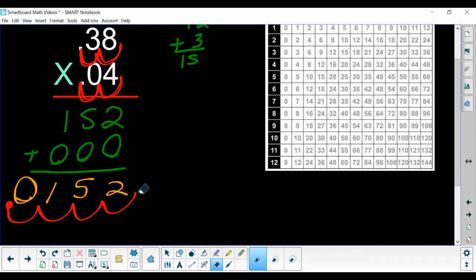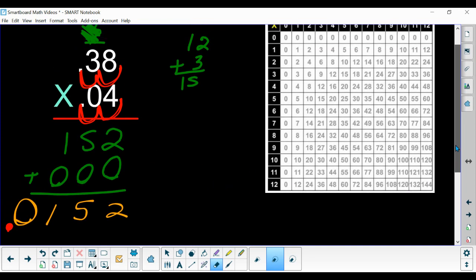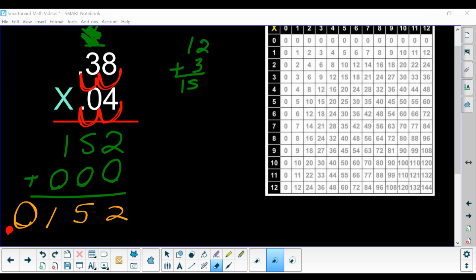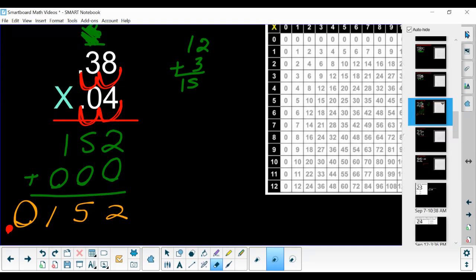Now if you want to erase this to make it a little bit neater, go ahead and do so. And now it's easier on the eyes. And there's my final answer. And let's do another one while we're at it. All right.